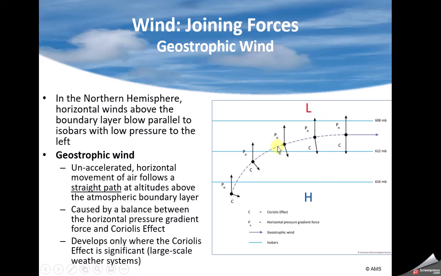And that Coriolis force eventually is going to balance the pressure gradient force. And you're going to get air moving right along the pressure lines. That's geostrophic wind. Two forces, pressure gradient and Coriolis. Horizontal wind.